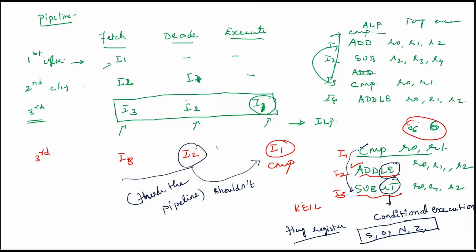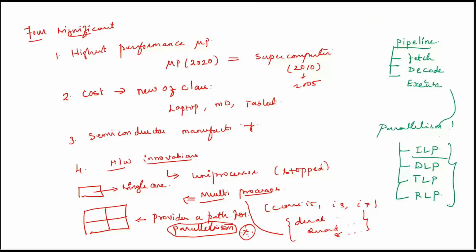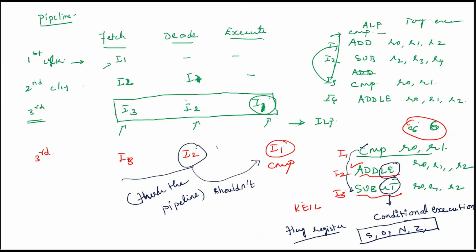Let it be. Just for explaining this ILP, I went for this. Pipelining is one way wherein we can achieve instruction level parallelism. Similarly, for DLP we have a similar kind of architecture. For thread level parallelism, we have some architecture. For request level parallelism, we have some kind of architecture. We will discuss in the forthcoming slides. So till here it is clear.